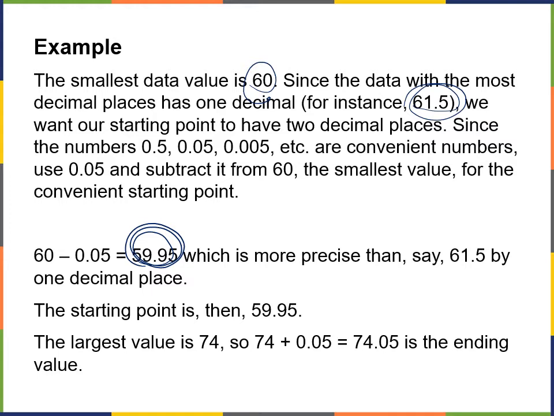That's better than, say, starting at 61.5, because that would be a problem. This wouldn't fit in there. We won't want to go over it. We could start at 60, right? That would be fine too. But here it says, okay, let's start at 59.95.